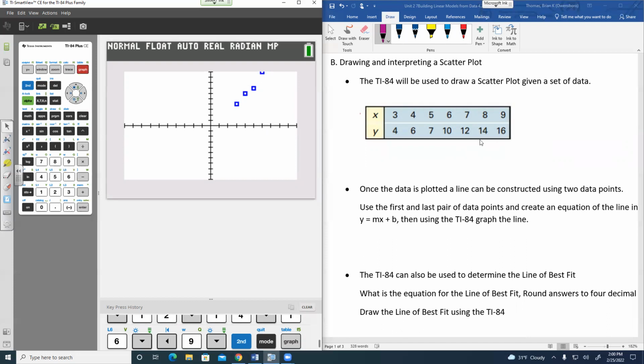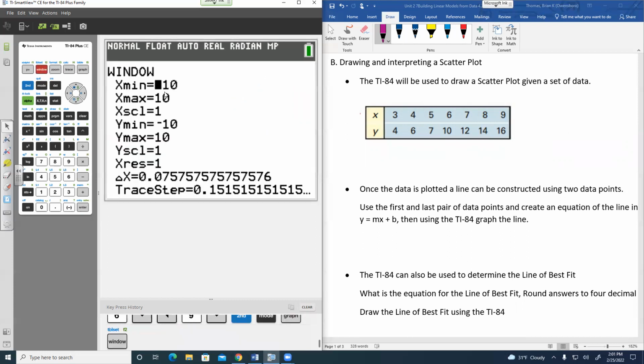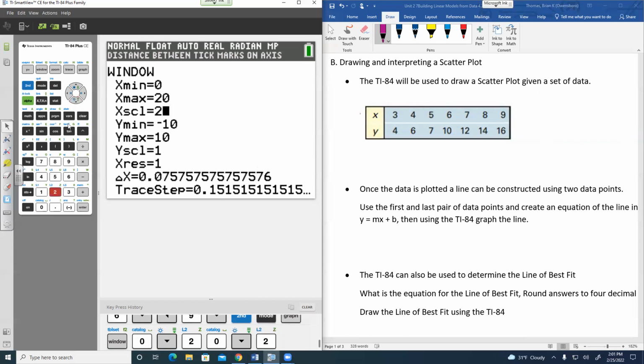Based on my ordered pairs, my X's are going out to about 9 and my Y's are going out to about 16. So I probably want to change my X's and Y's. A good number to use is maybe 20. So my window, I don't need much since my X values are all positive, we can change our X min to probably 0. Our X max, we can change to 20. And for the scale, maybe make it go by 2s.